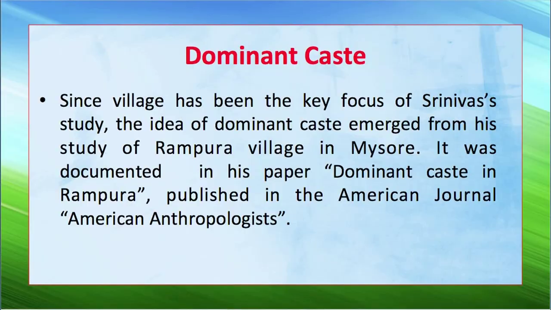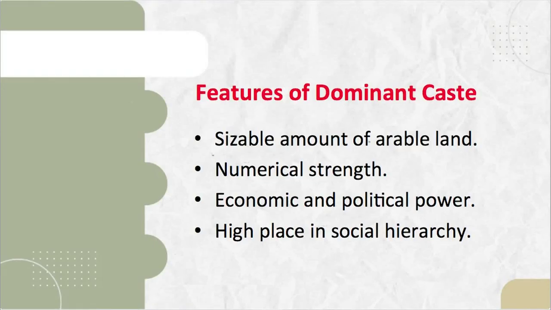Now we will discuss another concept given by M.N. Srinivas, that is, dominant caste. Since the village has been the key focus of Srinivas's study, the idea of dominant caste emerged from his study of Rampura village in Mysore. It was documented in his paper Dominant Caste in Rampura, published in the American journal American Anthropologist. Following are the features of dominant caste: sizable amount of arable land, numerical strength, economic and political power, and high place in the social hierarchy.